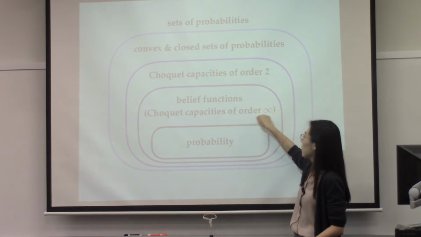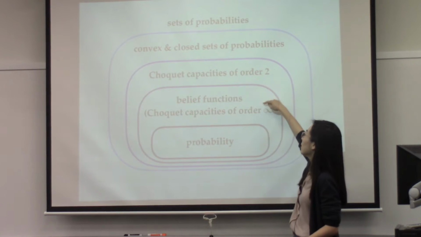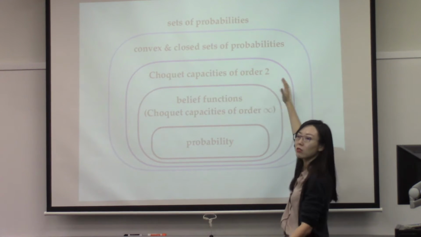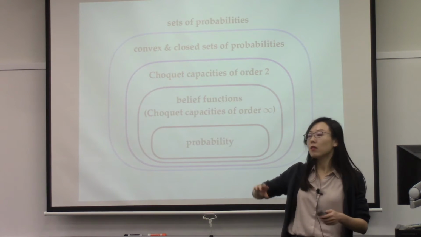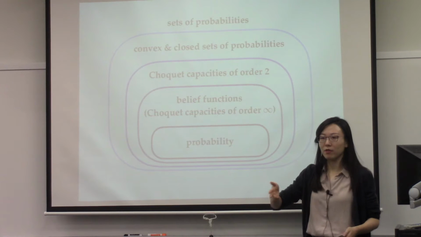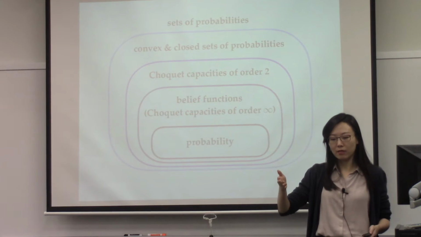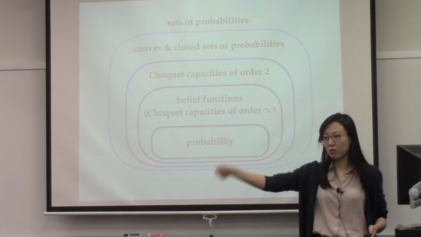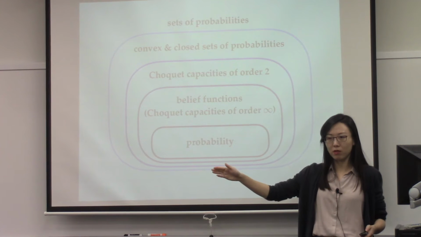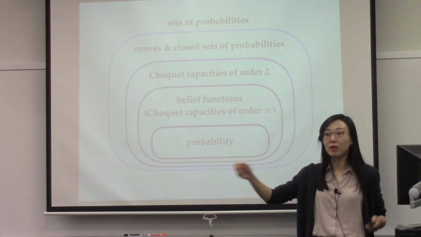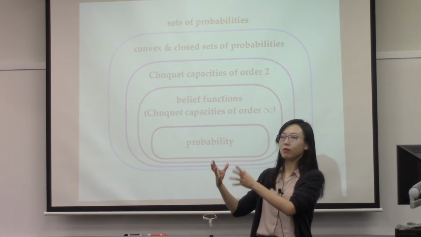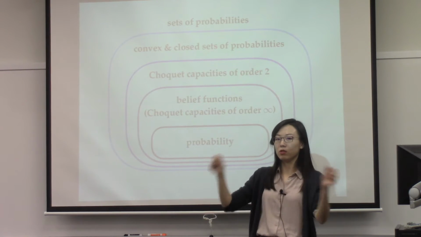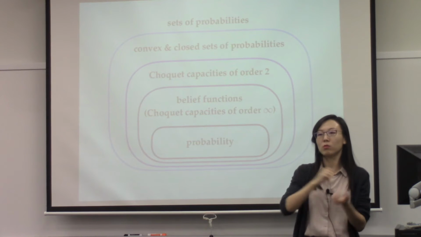Belief functions are called Choquet capacity of order infinity, and the lower the order, the more general the class gets, until you get convex and closed sets of probabilities. And all convex and closed sets of probability have this very particular feature that they can in fact be characterized by that lower and upper probability function, or just the lower probability function. In that if I can document that function, I know faithfully what is that set of probability function, and vice versa. They could sort of reproduce one another.